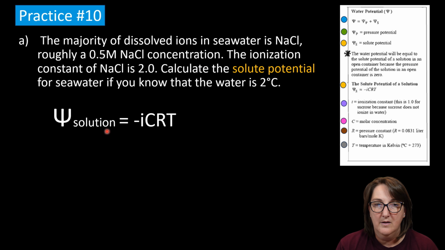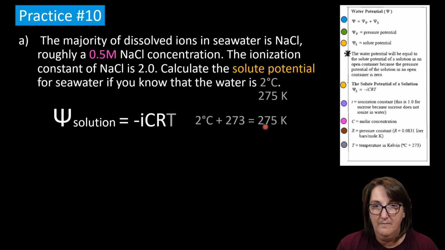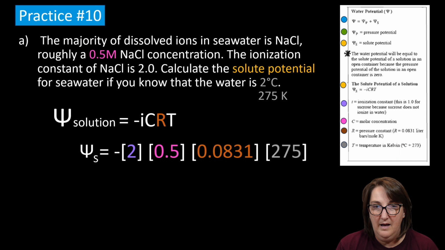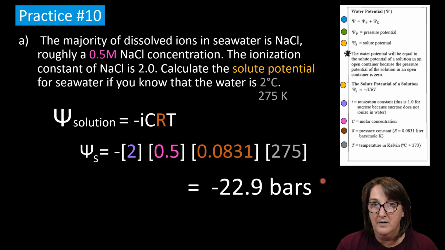Okay, so now I'm going to find all the stuff that I have. I know 0.5. I have 2 as my salt. I have my temperature, and I'm going to add 273 to that. And then my constant, which is this right here. I multiply all 4 of those together, and I get negative 22.9 bars. So this is the seawater. I could say seawater here instead of solution, but this is talking about the solutes.